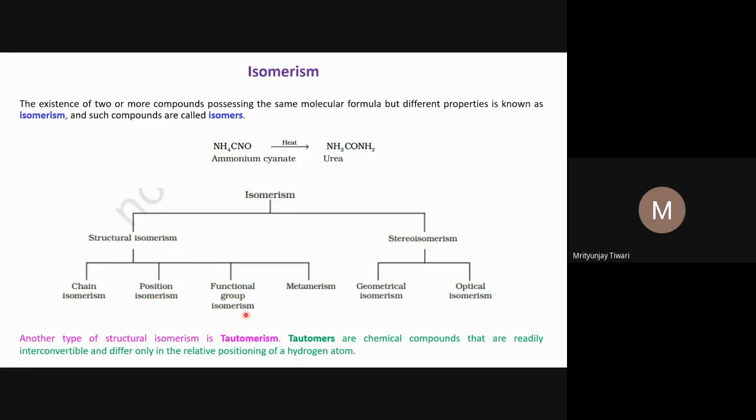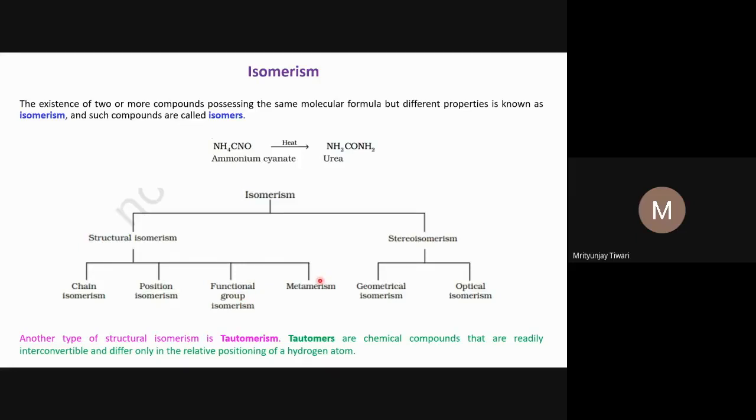Then the functional group isomerism. They have the same molecular formula but different functional groups. In position isomerism we also saw that alcohols show position isomerism. All the halo compounds show position isomerism. Ketones show position isomerism. Double bonds, triple bonds show position isomerism. And for functional group isomerism, we know aldehydes and ketones are functional isomers if they have the same molecular formula. Alcohols and ethers are functional isomers if they have the same molecular formula. Similarly, carboxylic acids and esters show functional isomerism if they have the same molecular formula.